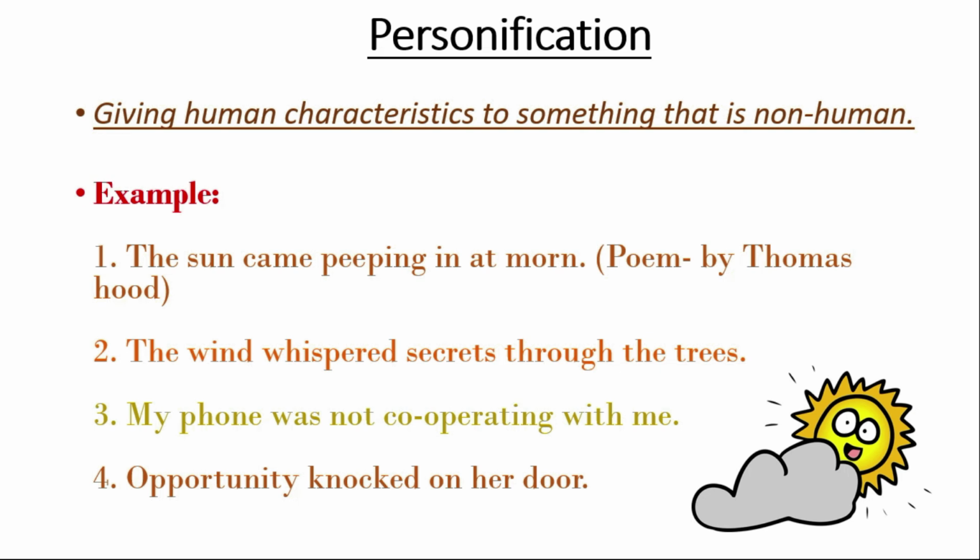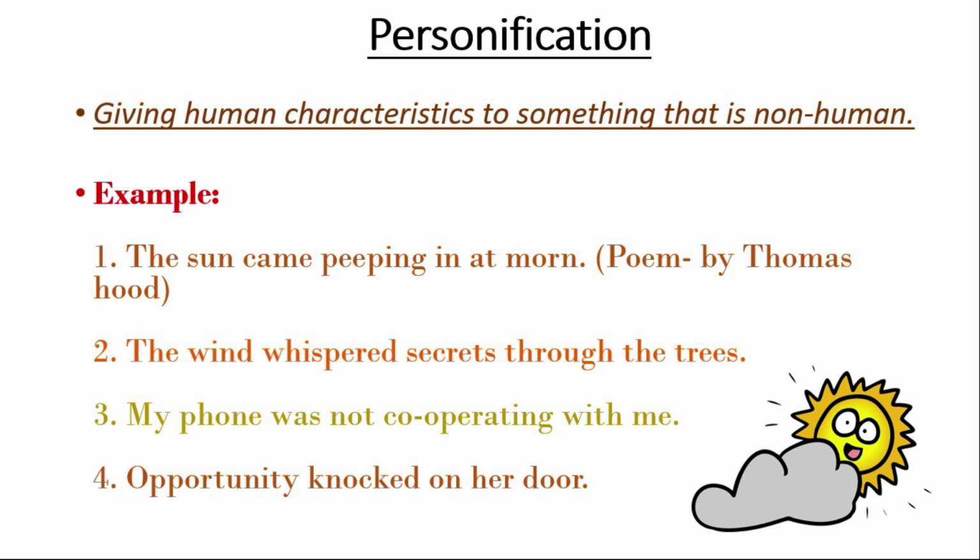The first one. The sun came peeping in at morn. So this is a sentence from the poem I Remember, which is written by Thomas Hood. So the sun is not a living thing. It's a non-living thing. So here it is said that the sun came peeping in. So if you see the image here, the sun is coming peeping. So it's humans who peep, right?